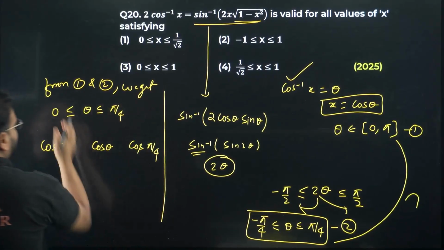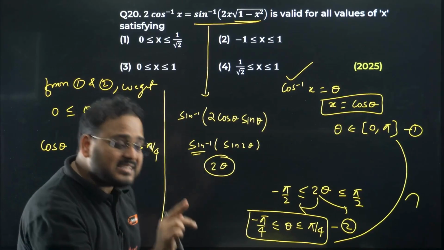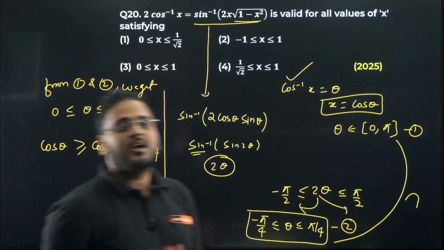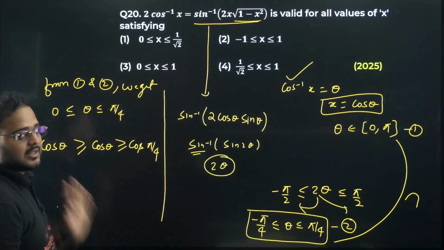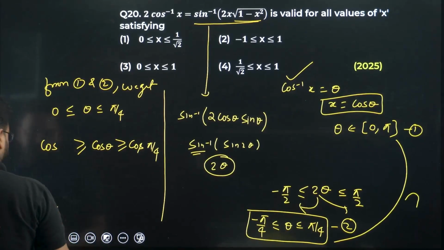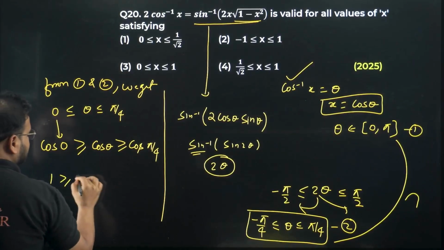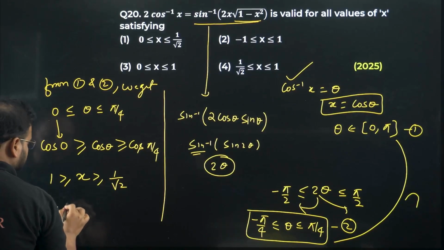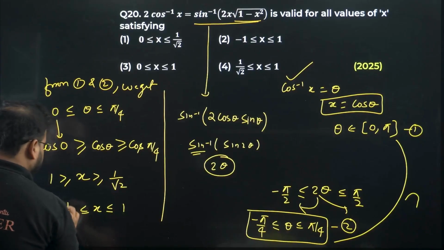So why am I not writing the inequality? I hope you all know that, right? Because it's a decreasing function, the inequality will reverse. Cos 0 is 1, cos theta is x, and cos pi by 4 is 1 by root 2. Write the answer: 1 by root 2 is less than x, less than 1.